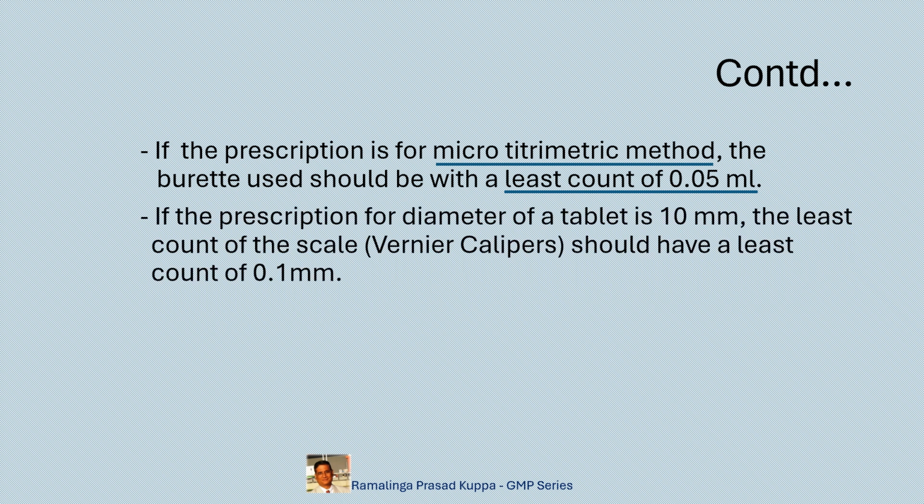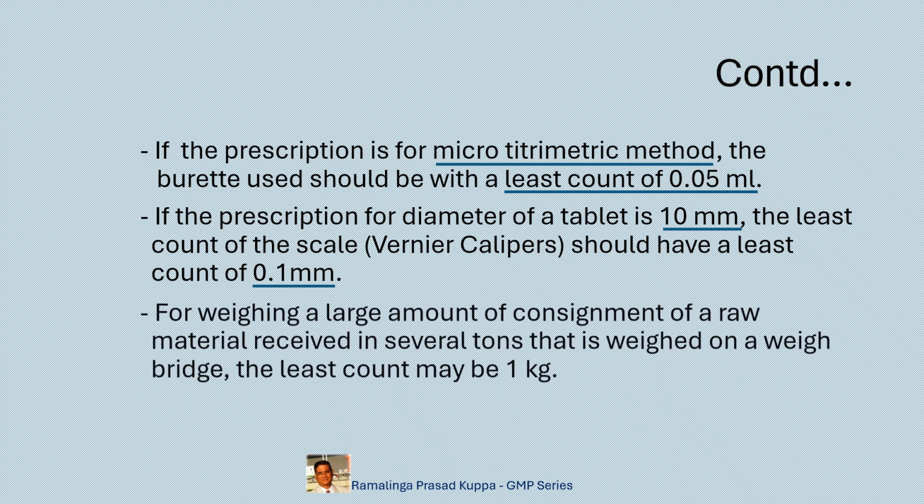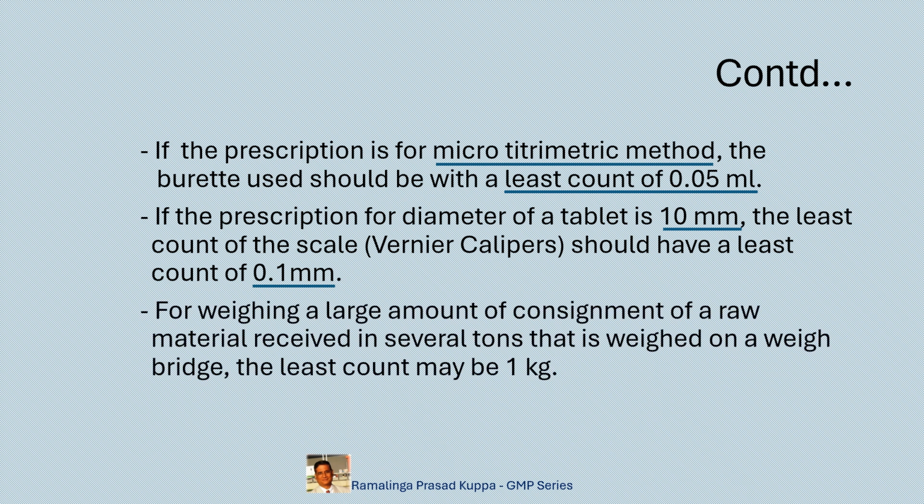If the prescription for the diameter of a tablet is 10 mm, the vernier calipers should have a least count of 0.1 mm. For weighing a large consignment of raw material received in several tons, that is weighed on the weighbridge scale, the least count may be 1 kilo. I hope that the importance of least count and its relationship with the rounding off rules is understood well.